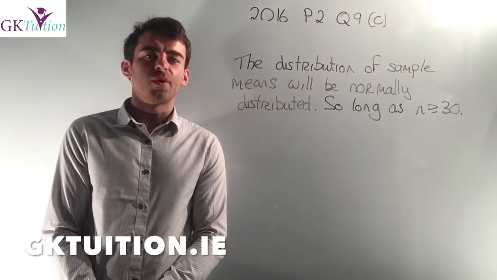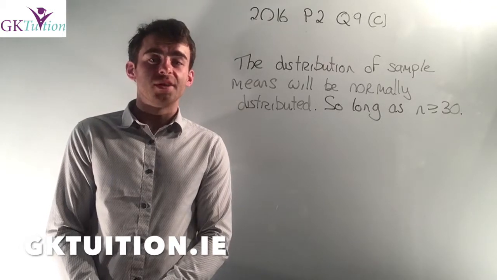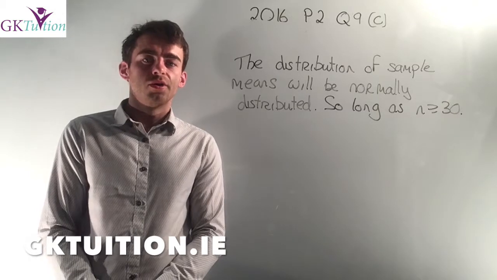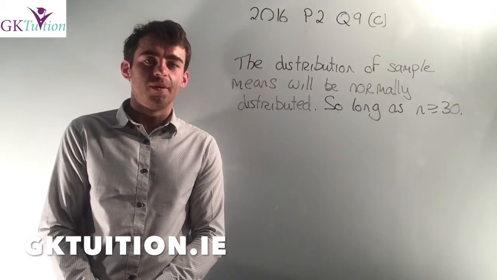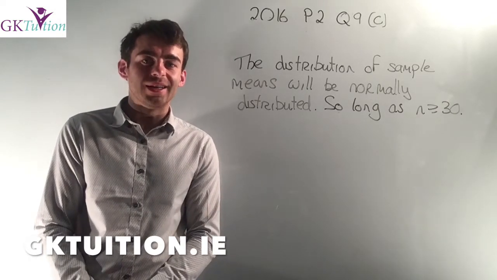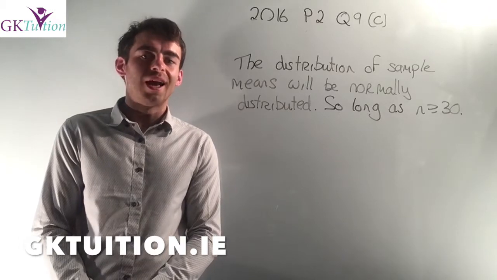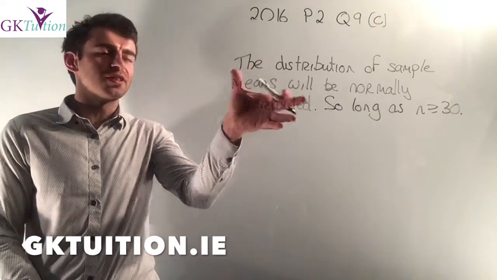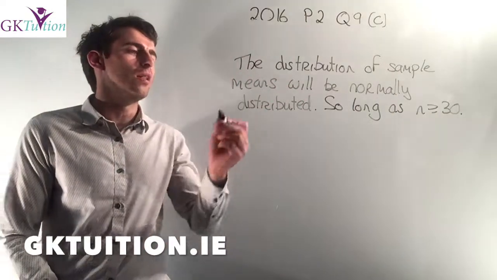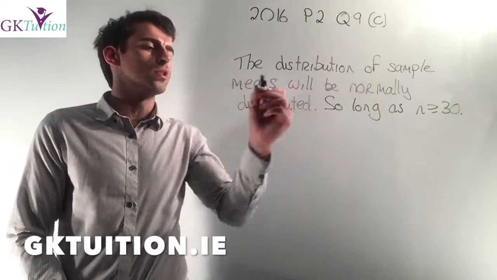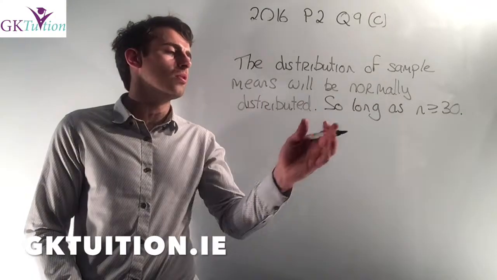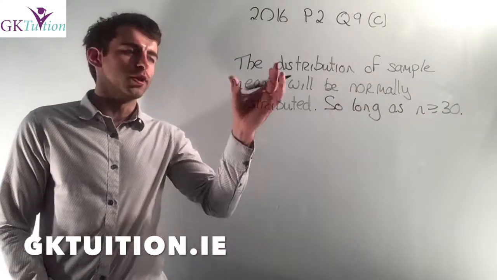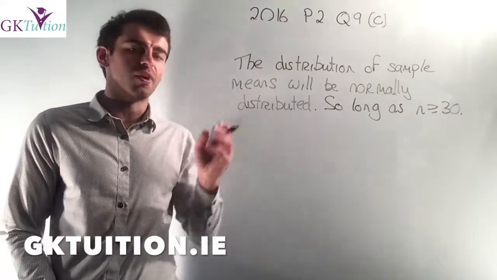In part C of this question, we're told that farm size is not normally distributed, and that the Research Institute took many large random samples of farm size and created a sampling distribution. And we're asked to give a reason why they might do this. Now, the answer is written here, but I want to explain it as well. So the answer here is that the distribution of sample means will be normally distributed so long as the sample size is greater than 30.